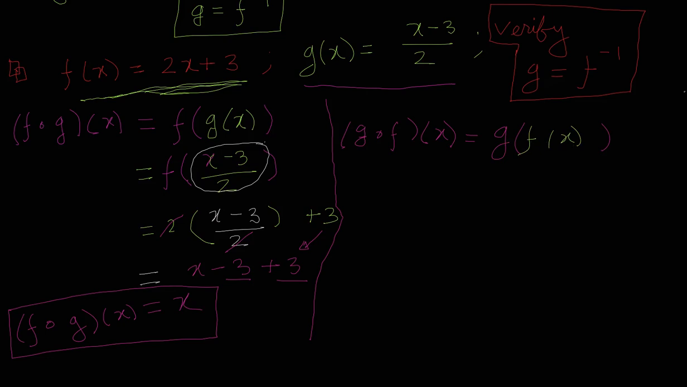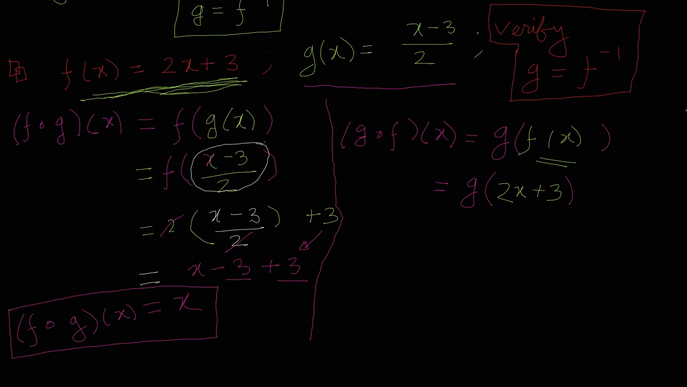So now let me write down my original function g, which is outside. So I'm keeping it as is. Now let us see what my function f of x is. We know function f of x is 2x plus 3. So I'm going to write 2x plus 3 here.